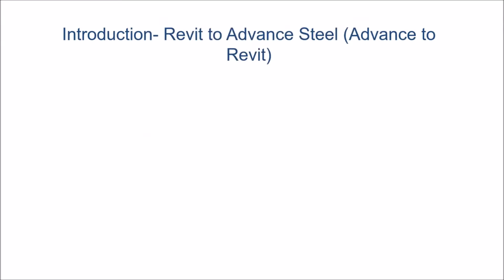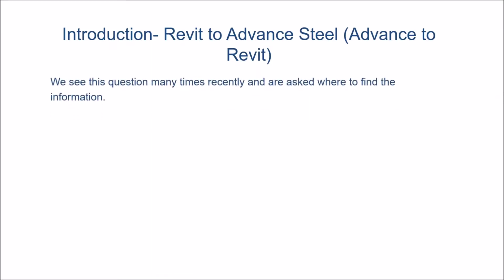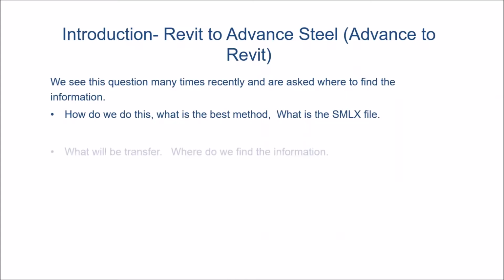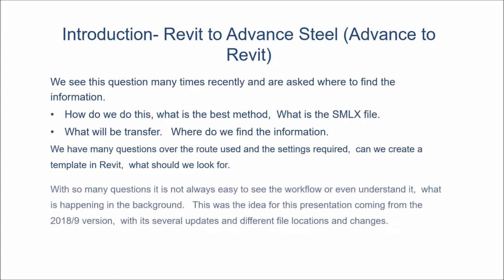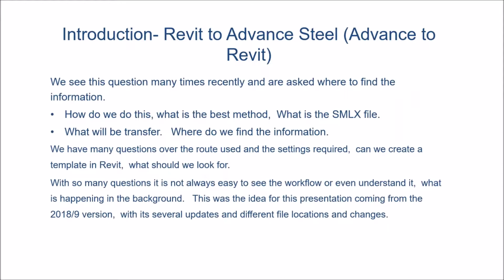So Revit to Advanced Steel to Revit. Since this started coming in a few years ago, we've seen a lot of questions. It always comes up on support. You know, what is it? Where is it? How do we do it? Where do we find it? It didn't work. What did we do wrong? All those kinds of questions come through to support, even when we go and do implementations for people.